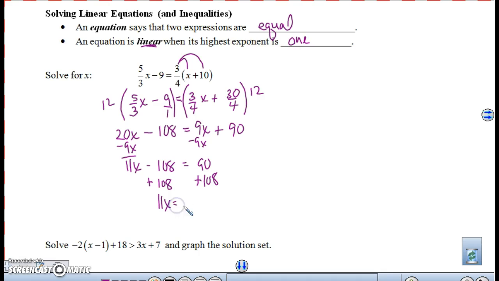11x is equal to 198. Divide by 11. And we end up with x is equal to 18. So the trick of multiplying by the LCD can save you a lot of time, especially when you're doing fractions. All you have to remember is every single term has to be multiplied by the LCD if it has a denominator, even if it doesn't have a denominator that's cancelable.